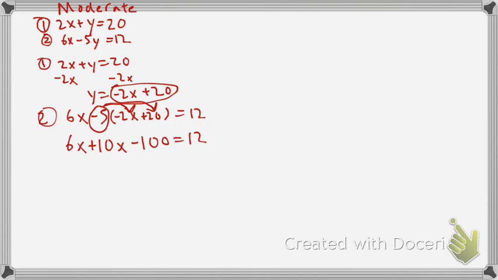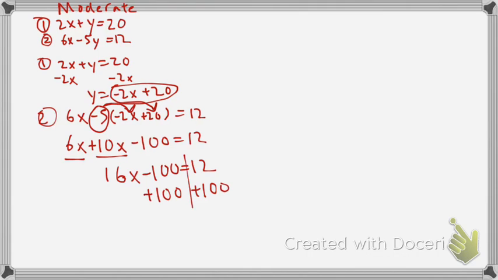Then I add like terms, so it'll be 6x and 10x, which is 16x. Minus 100 is equal to 12. We gotta get x by itself, so I add 100 to both sides of the equation. Alright, and it's going to be 16x is equal to 112. Divide both sides by 16. Luckily for me, it goes in evenly. x is going to be 7.